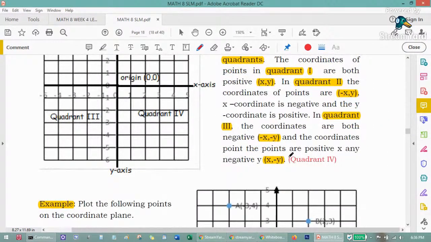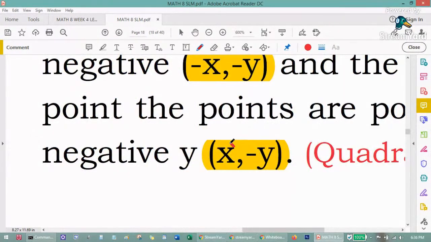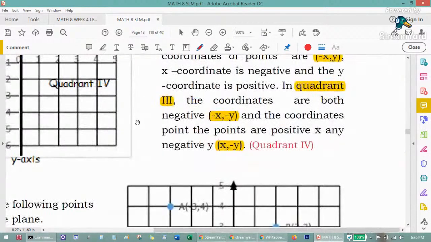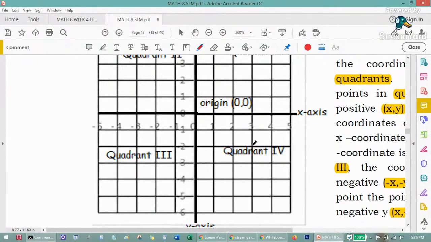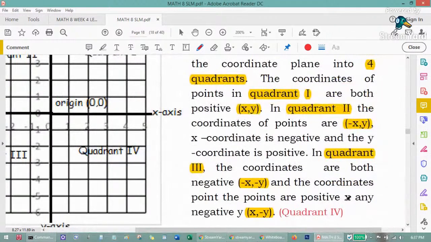And then quadrant 4, walang nakasulat sa libro, sa module. So, nilagyan ko ng correction dito. Quadrant 4, x is positive and y is negative. Okay? So, quadrant 4, ang mga x niya is positive and then ang mga y niya is negative. That's quadrant 4. Okay?